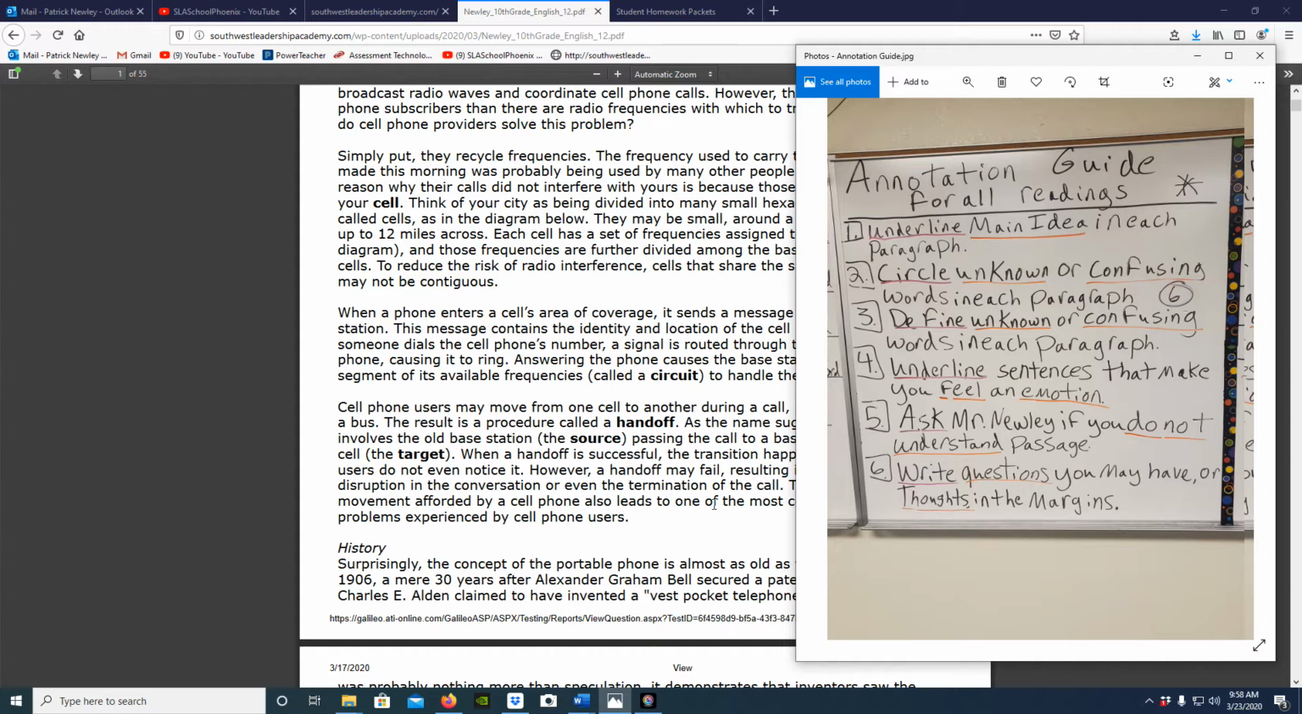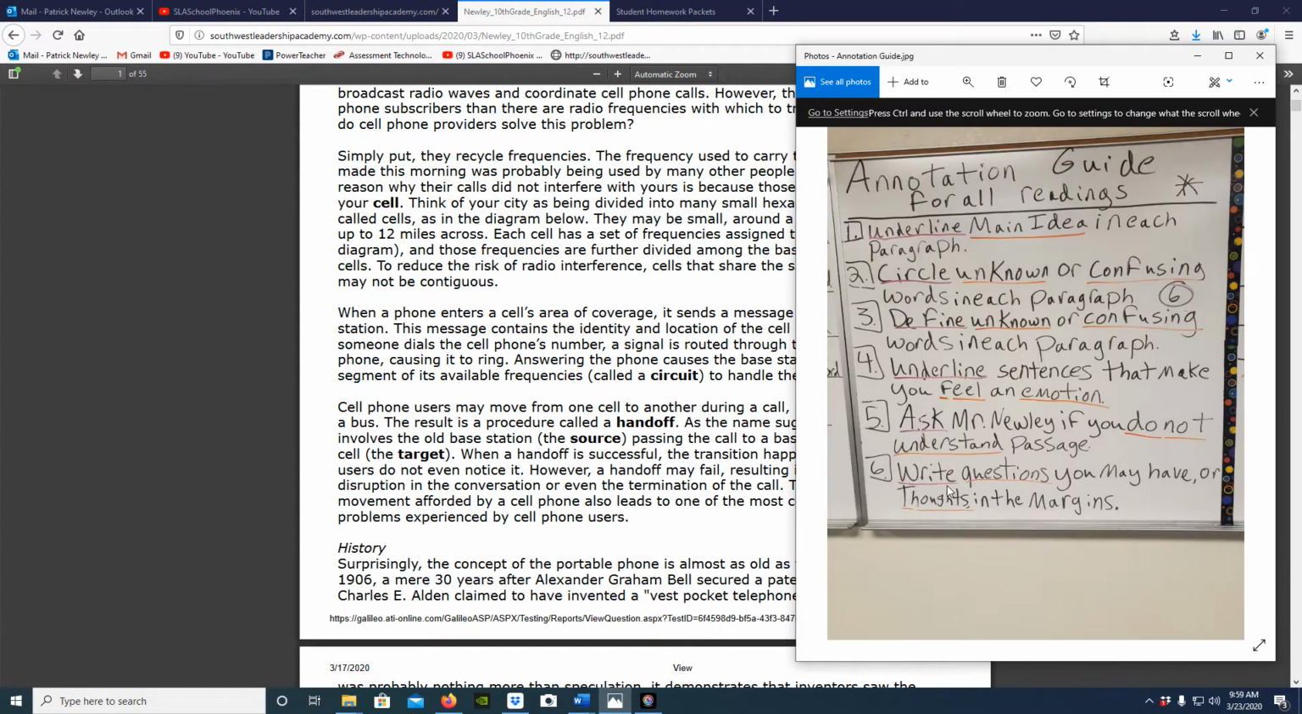After you define these words, you're going to also underline sentences, if there are any, in which the writer is trying to make you feel an emotion. You can email me if you don't understand the passage, and I can help you either through email or Google Docs.